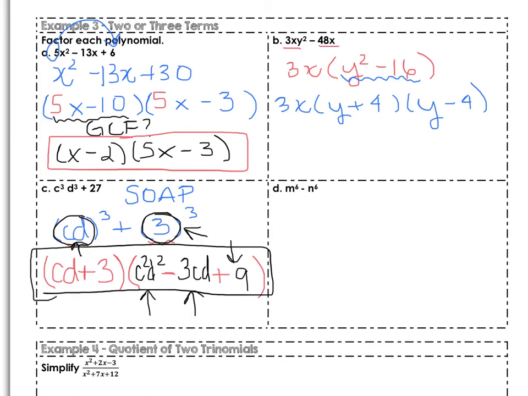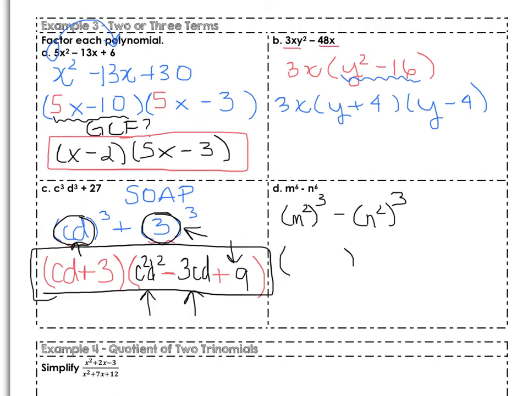Now, differences of cubes are going to follow the same process of SOAP. So looking at D here, I have m to the 6 minus n to the 6. Now, he could be treated as a difference of squares, but it could also be treated as a difference of cubes, and that's going to take it a step further. So I ask myself, well, what's really being cubed to get me m to the 6th? Well, that's going to be m squared, because m squared to the third power is m to the 6th. And then this is going to be also n to the second here.